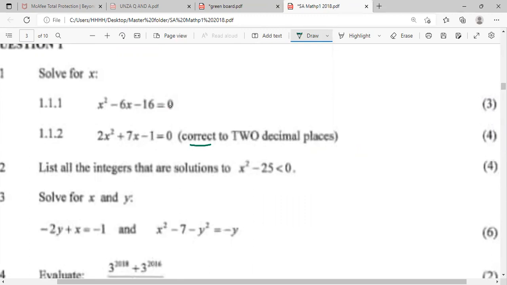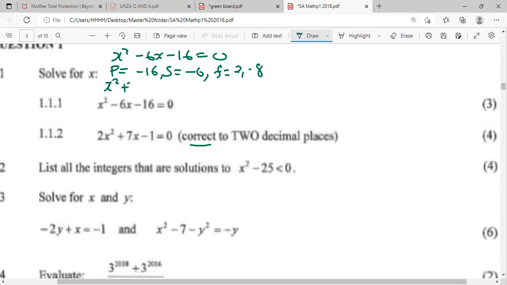So for the first one, we are going to say x squared minus 6x minus 16 is equal to 0. So we can factorize by finding the product, which is negative 16. Our sum is negative 6. So you must identify 2 factors of negative 16 whose sum is negative 6. All right, and these factors are positive 2 and negative 8. So substituting positive 2 and negative 8 into the equation, we have x squared plus 2x minus 8x minus 16 is equal to 0.